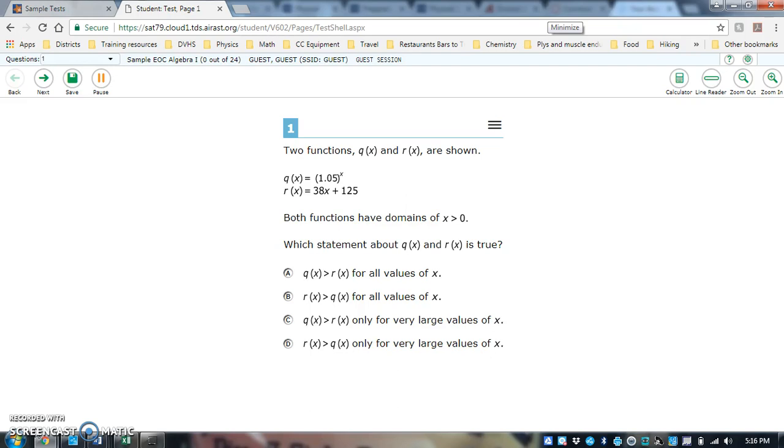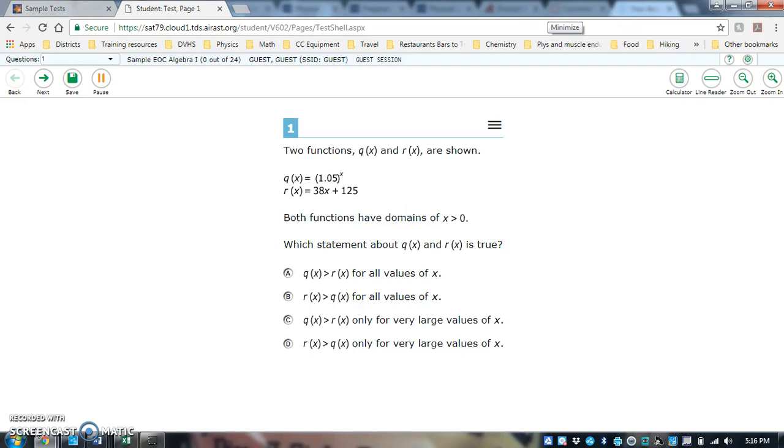Alright, so we're given a couple options. Q of x is greater than r of x for all values of x. R of x is greater than q of x for all values of x. Q of x is greater than r of x for only large values of x. And r of x is greater than q of x for very large values of x.